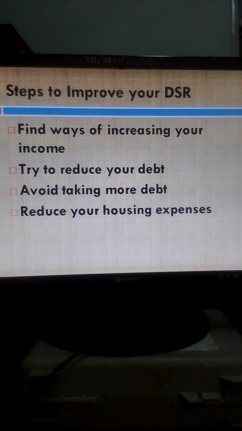Now, how can you improve your debt service ratio? The steps to improve your debt service ratio. What you need to do is that you need to find ways of increasing your income. Alright? And also you need to try to reduce your debt by repaying. Number 3, avoid taking more debt. And number 4, you can reduce your housing expenses. Don't spend more than you earn. So you can try to reduce your housing expenses.